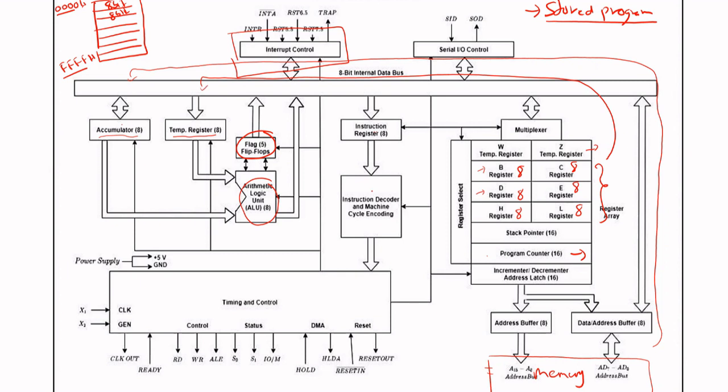The data manipulation operation happens in the ALU here, and then we also have a flag flip flop. Basically 5 flags are present which update the status of the result in the ALU. Again, they can be used. There is an 8-bit internal data bus in the entire system here. The serial input output control is responsible for interfacing peripherals or input output devices that transmit serial data, and the interrupt control contains some pins which are used to generate external interrupt or hardware interrupt into the microprocessor.